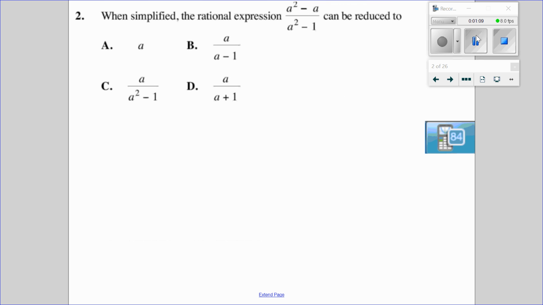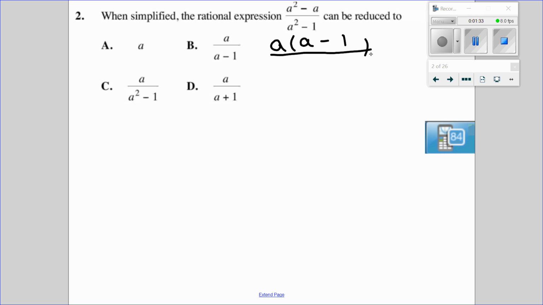Okay, question number 2. When simplified, this rational expression can be reduced to which of the following? Looking at a squared minus a, remember there are 2 ways I can factor, GCF and difference of squares. So in the numerator, this is a GCF because they're both a squareds. So let's divide each by a. A squared divided by a is a. Take away a divided by a is 1.